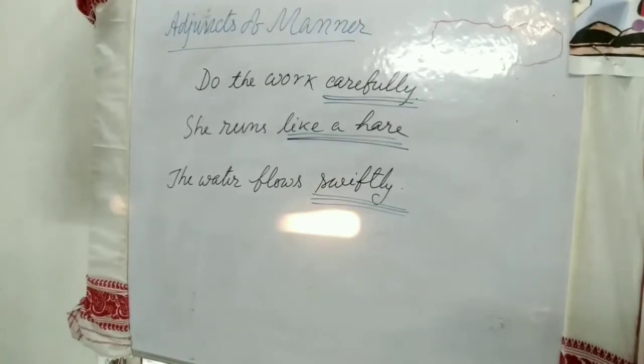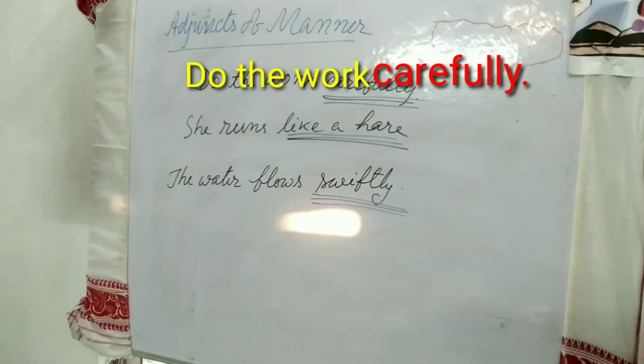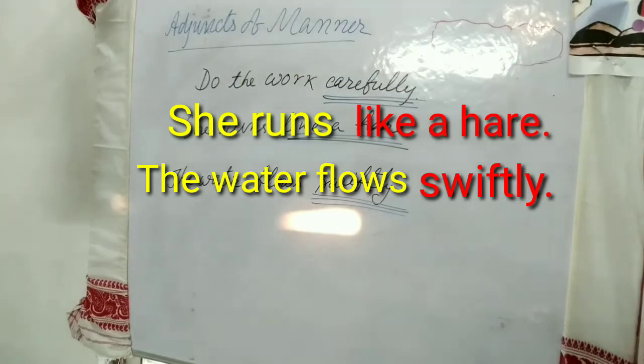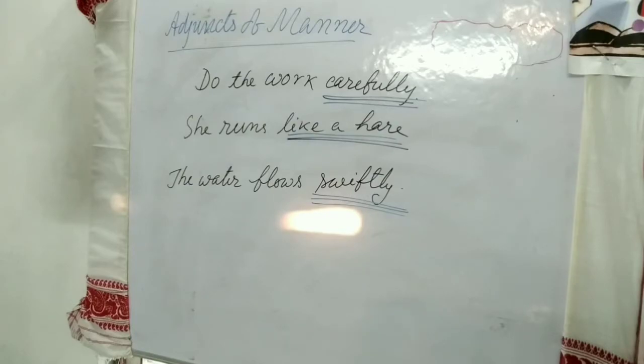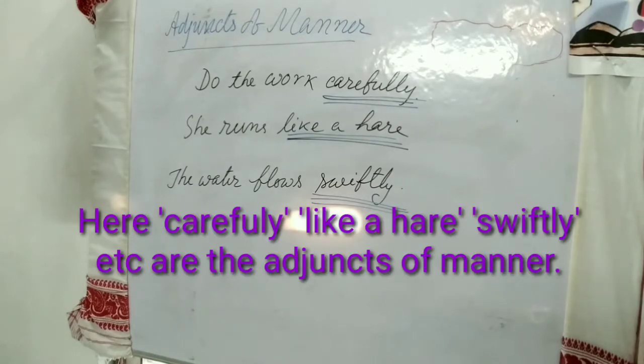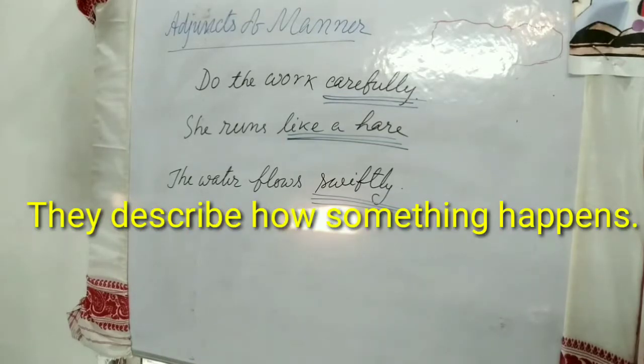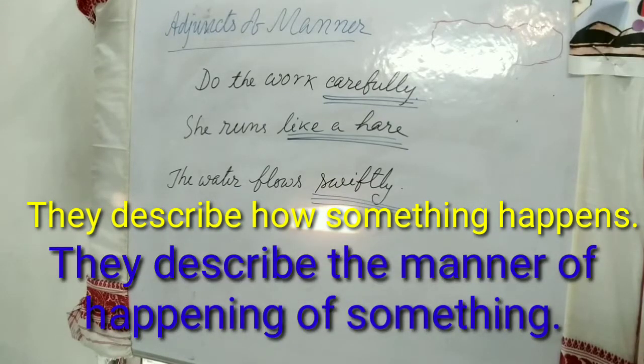Next we come to another type of adjunct, which is the adjunct of manner. Let's see the examples. Do the work carefully. She runs like a hare. The water flows swiftly. All these are underlined words: carefully, like a hare, swiftly. All these are adverbs of manner, and they describe how something happened, the manner of happening something. So all these are adjuncts of manner.